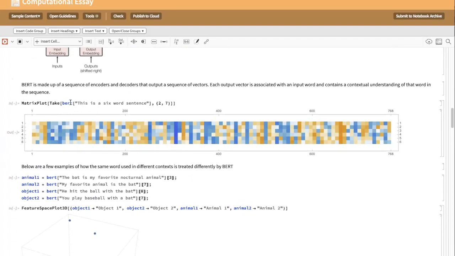Yeah, so each word is a vector of length 768. And since we have 6 words in the sentence, it shows 6 vectors from top to bottom.